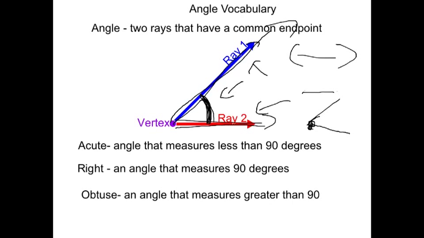So acute is a small angle. It's less than 90 degrees. Right is a 90-degree angle. We can notate it by this little box. That little box means right angle. It actually indicates that two lines are perpendicular, and the word perpendicular means the lines form a right angle. So that box will tell you that it's a right angle. And then obtuse is an angle that's greater than 90 degrees.